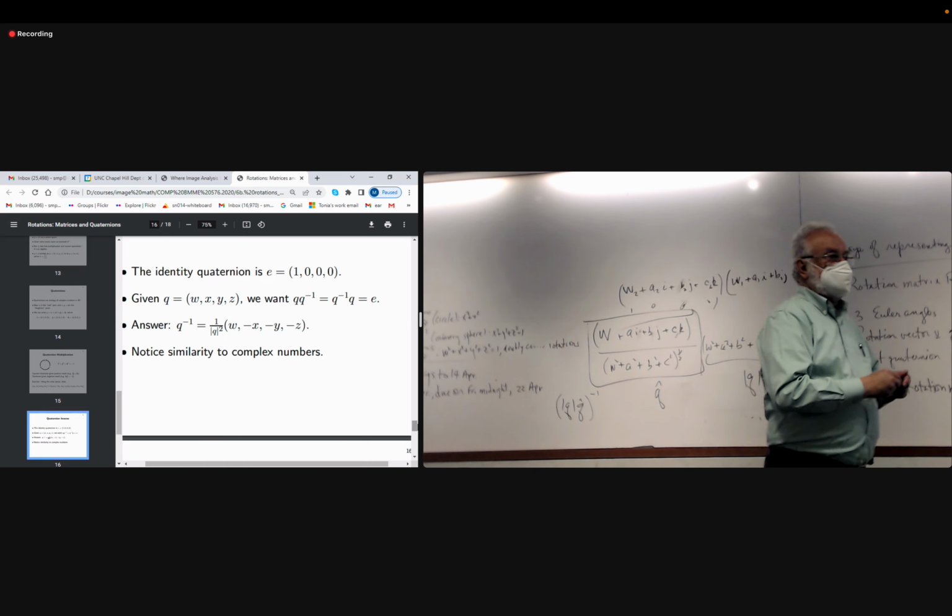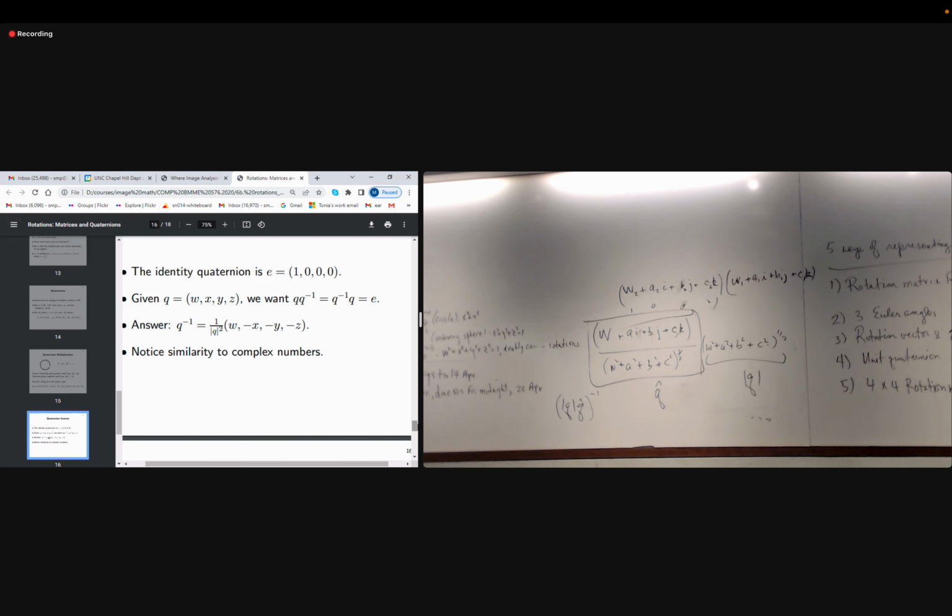And you have to not only undo the scalar multiplication in both q and q inverse, if you will. You need to divide by size of q squared. Okay, so for a general quaternion, q inverse is 1 over mod q squared times q conjugate, w minus x minus y minus z.